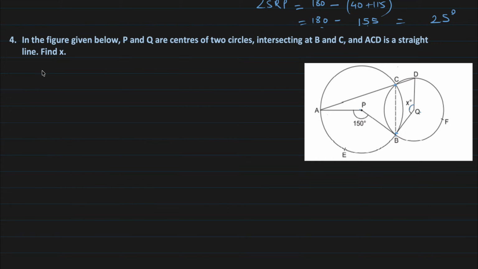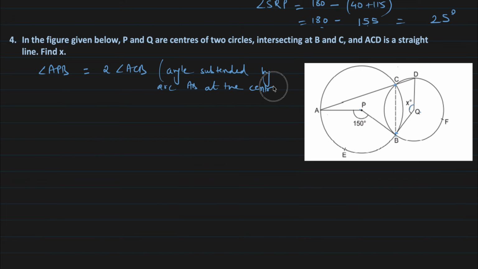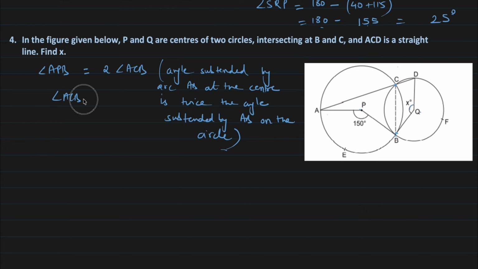Now angle APB is equal to double of angle ACB. Angle subtended by arc AB at the center is twice the angle subtended by AB on the circle, right? That is what I'll write. So I'll get ACB equals 150 by 2, which is 75 degrees.